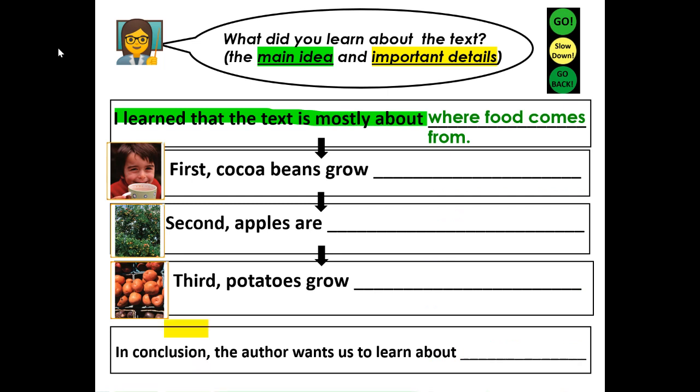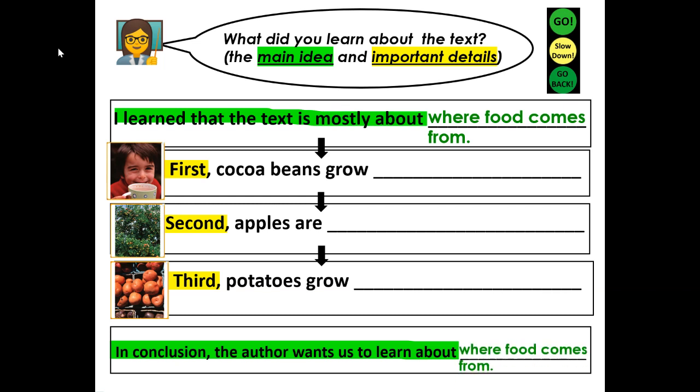Then you're going to slow down and give your first detailed sentence, your second detailed sentence, and your third detailed sentence. And then I'll remind you of our conclusion. In conclusion, the author wants us to learn about where food comes from.